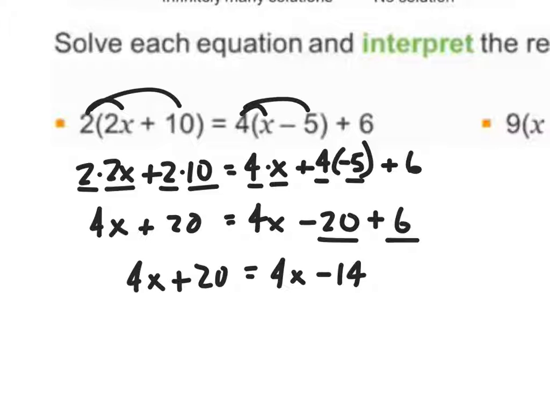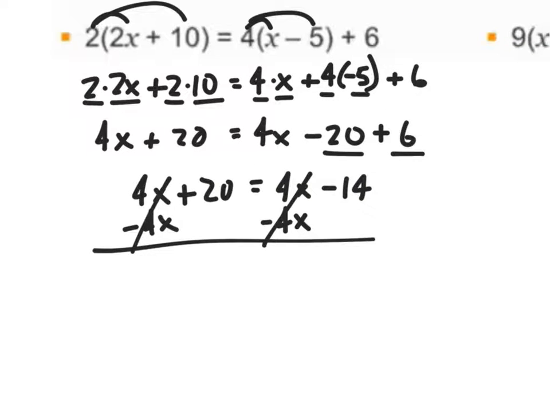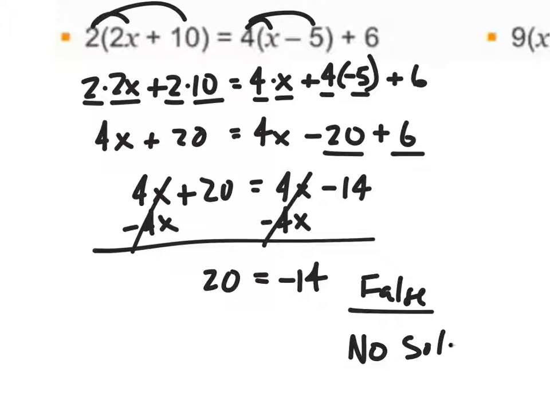Let's combine our like terms here. I'm going to take this 4x and move it to the other side. Now when I do that, this is where you guys get confused. If I subtract 4x, all of a sudden your x's have canceled out, and you don't have any x's anymore. You simply have a statement that says that the number 20 is equal to the number 14. And guys, that is simply just not true. This is false. Therefore, if you get a false statement, you have no solution.